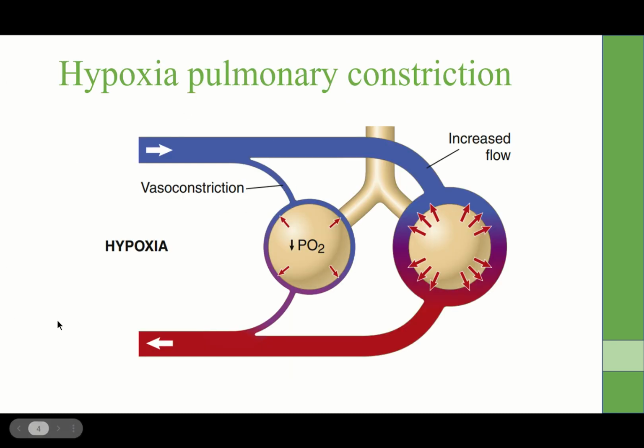So what do we do? We will cause the vasoconstriction in this alveoli, but in another alveoli, the blood flow will increase to the alveoli which have a high PO2, and this is going to help the body escape from systemic hypoxia.